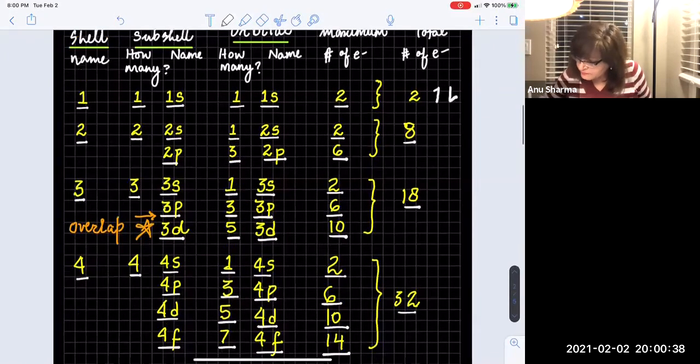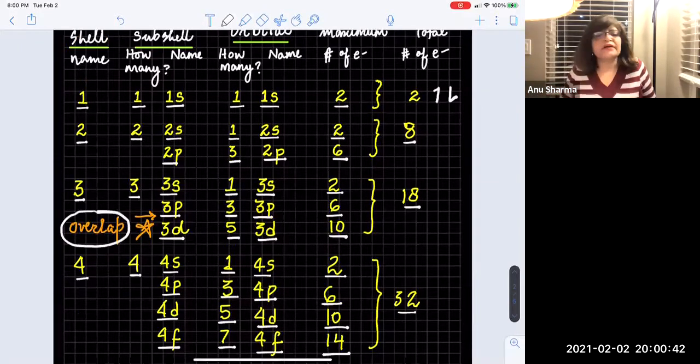But after 3p, it gets complicated. That's where the nucleus begins to lose its control, its pull. The other orbitals and the other shells, energy levels come in between, and they call it a shielding effect. There is a shielding effect also, because of which the nuclear pull decreases.